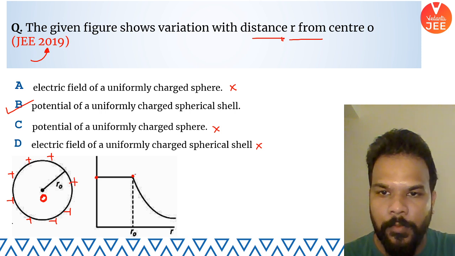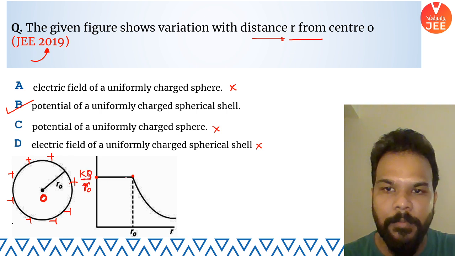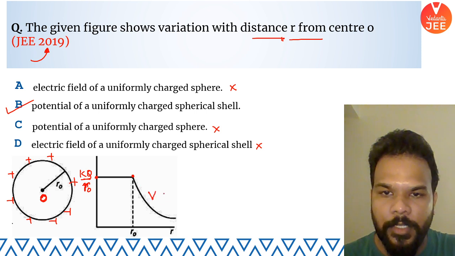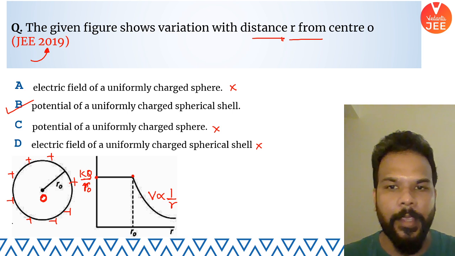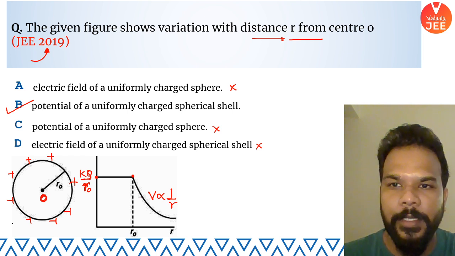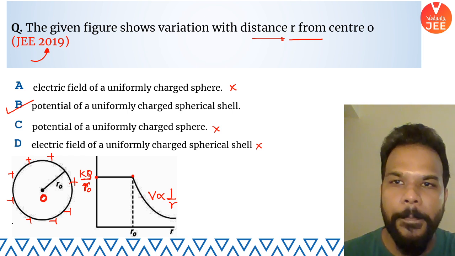So whatever is the value of the potential at the surface, which is kq by r naught, remains the same inside also, and after that the potential varies inversely with r. Okay guys, something I'm sure you have easily been able to figure out.